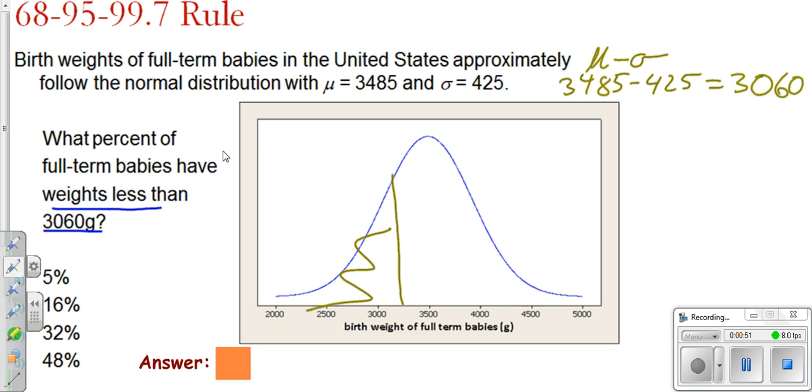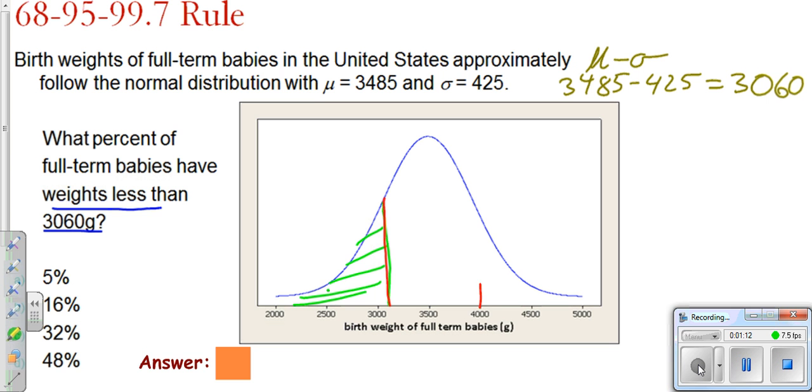Okay, just a second, I messed up. Sorry about that. When we're looking at 3060, that's about here. We're looking for what's to the left, and that's over here in this area. However, it's one standard deviation away. If you go one standard deviation away on each side of your mean, that is this area in here, and that's 68% of the data.